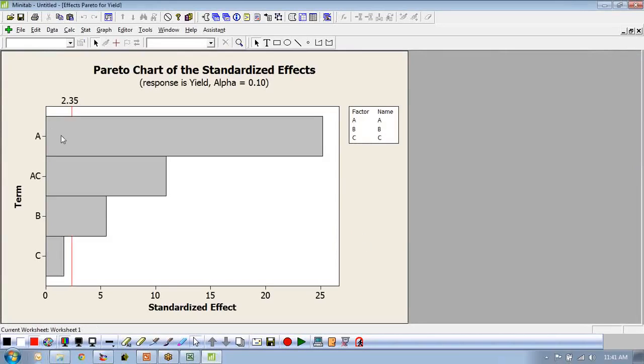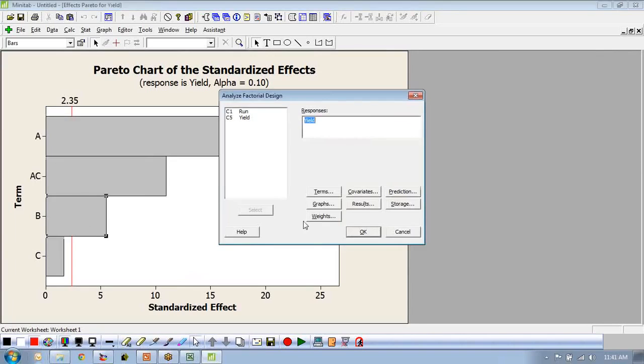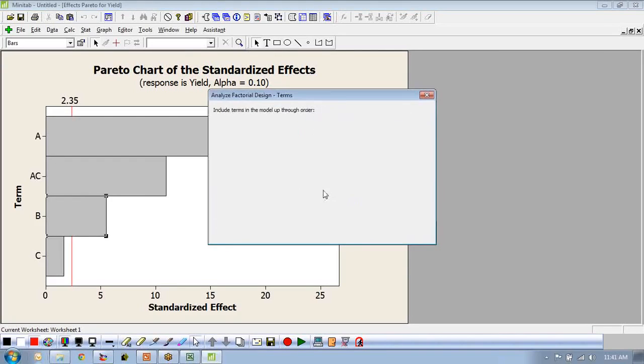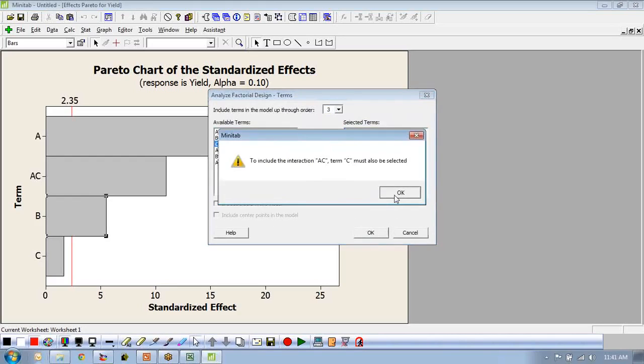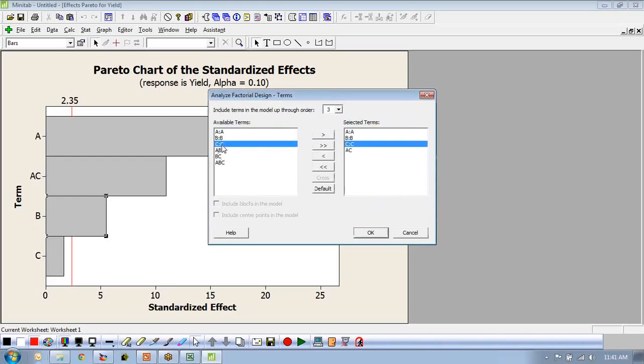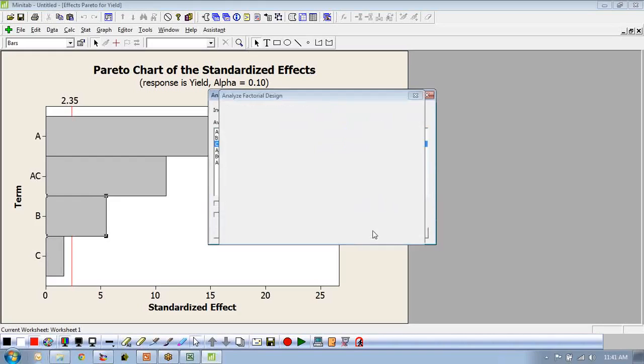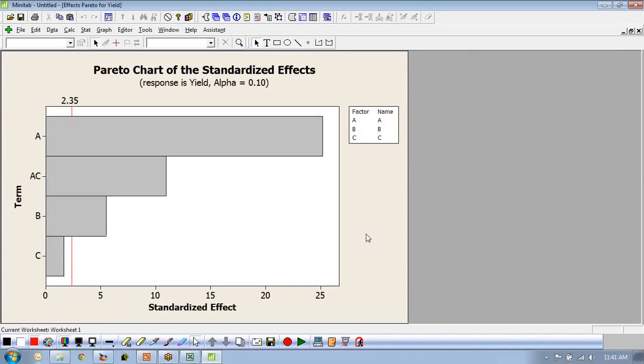And now I look at the significance, and I got A, AC, and B to be significant. So watch what happens. You should get used to this by now, but what would happen if I tried to take out C? It says no, you have to select C because it's in AC. If you want to keep AC, you have to keep C.